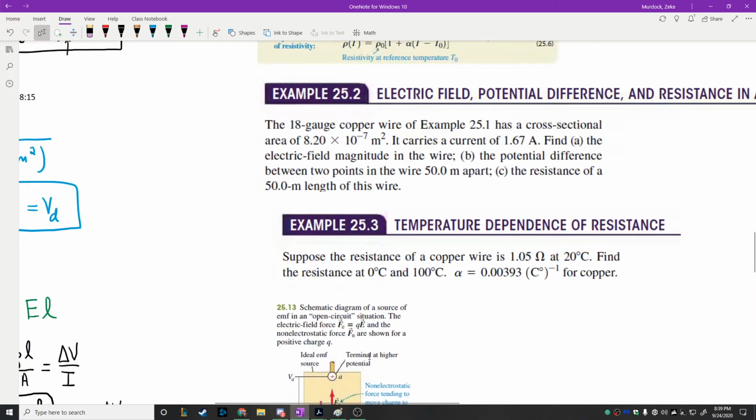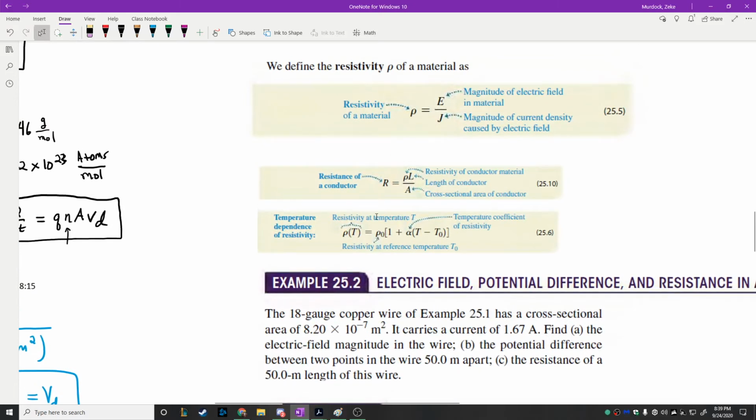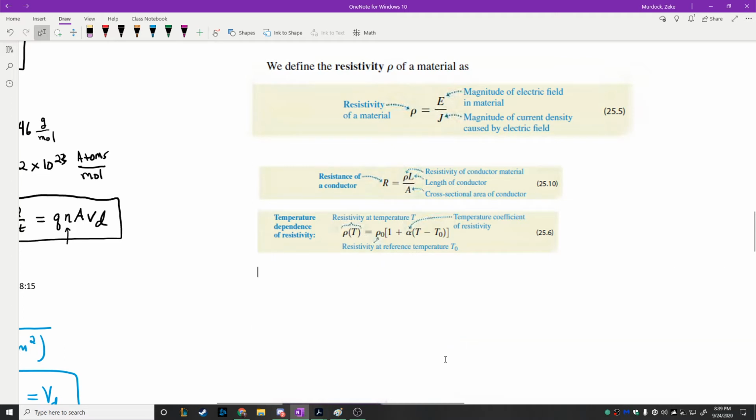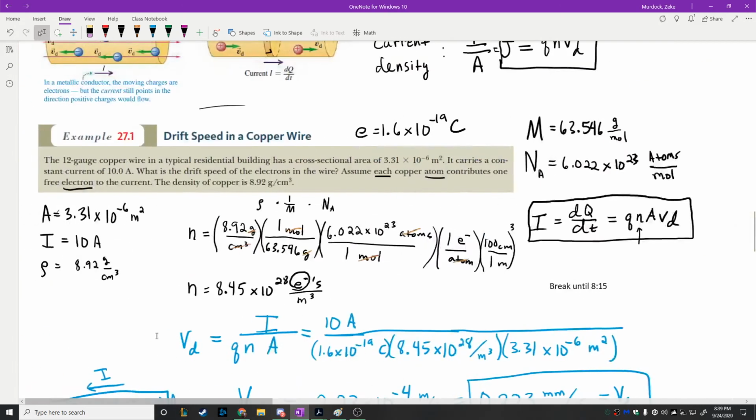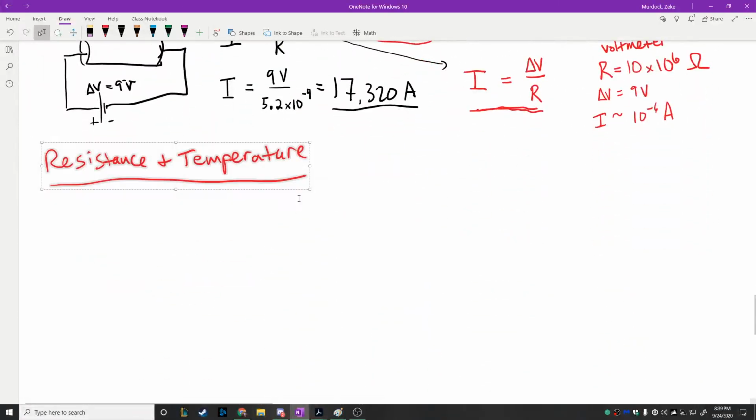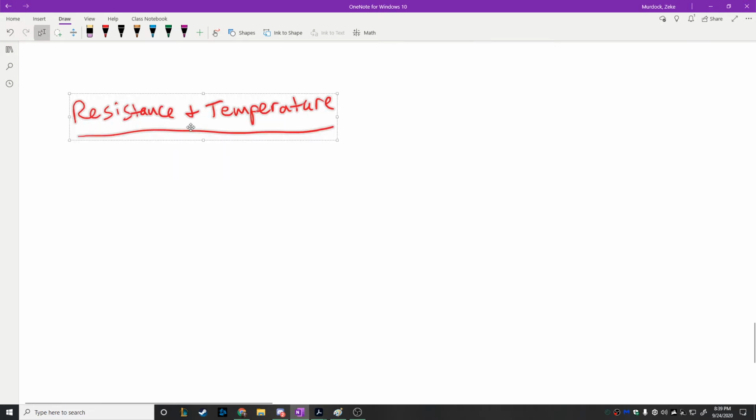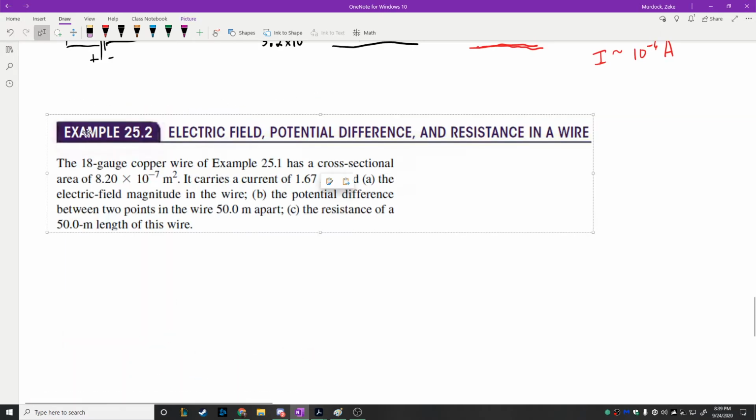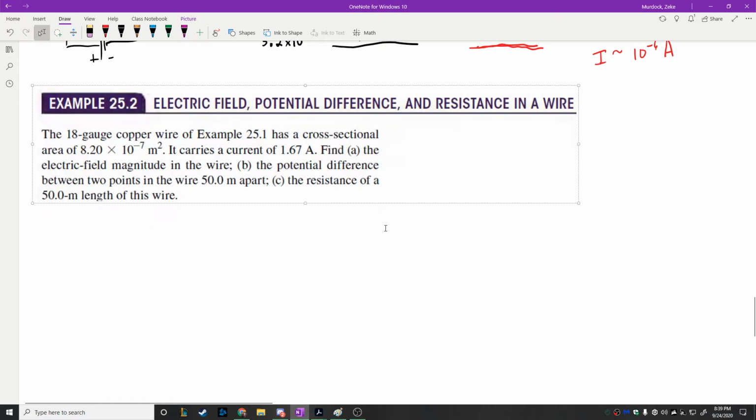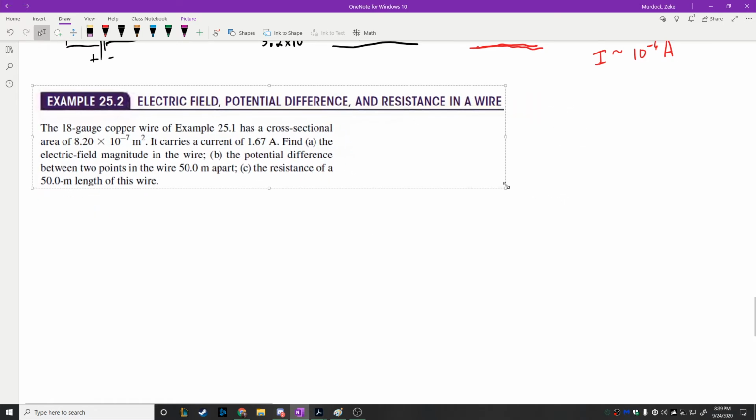So the next thing to talk about is this. I guess we could do this problem too. Maybe we do this problem first. Let's do this problem real quick. So we'll talk about resistance and temperature here in a second. Let's pretty quickly do this problem right here. Okay, this is a very plug and chug problem. We'll go through this relatively quickly so we can get to some more topics here.